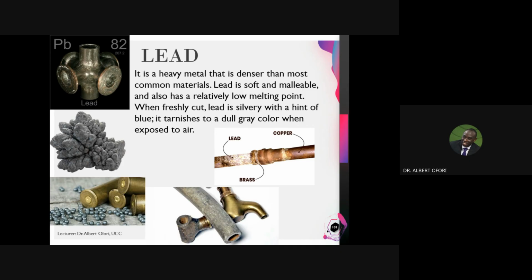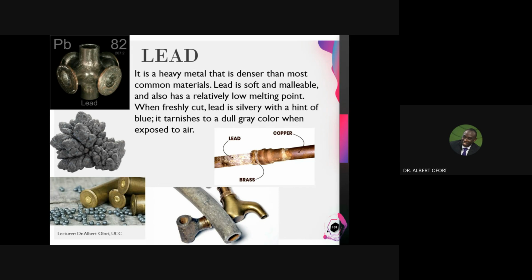We can also see lead being used in our paint. Of course, it was used because it was thought to be environmentally friendly. However, we understand now that it's quite toxic, and as we move on, we'll see that. Because of its toxicity, we then decided to use lead balls in bullets. That's something that came to replace the gunpowder. It is extremely toxic and can cause what we call lead poisoning.